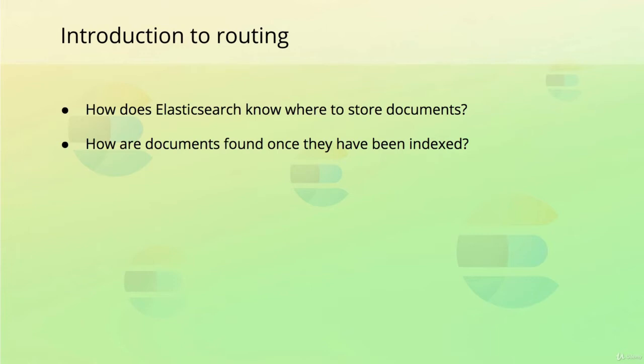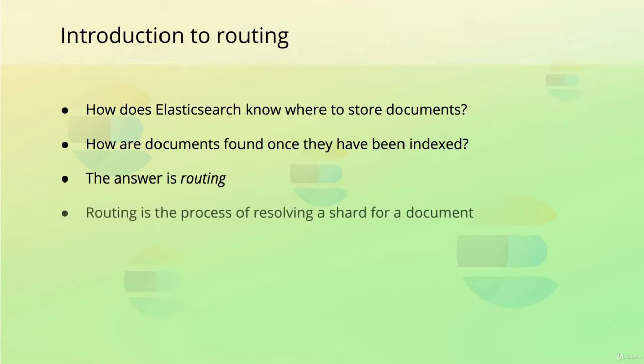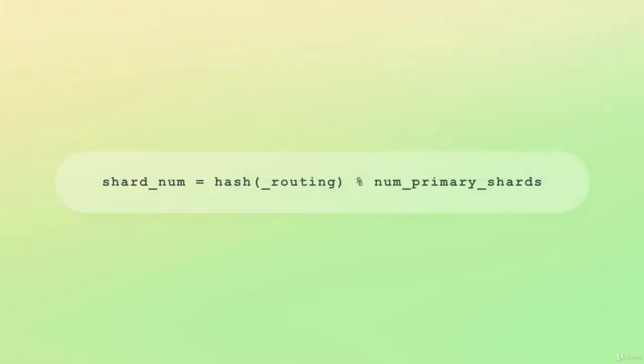it? The answer to both those questions is routing. In its basic form, routing refers to the process of resolving a document's shard, both in the context of retrieving the document, but also to figure out on which shard it should be stored in the first place. When we index a document, Elasticsearch uses a simple formula to calculate on which shard the document should be stored. You can see the formula on your screen now.